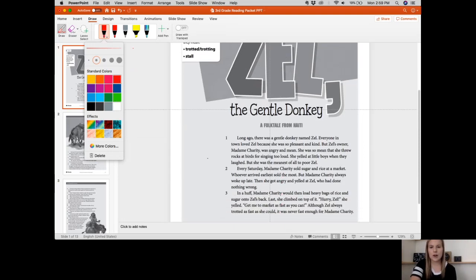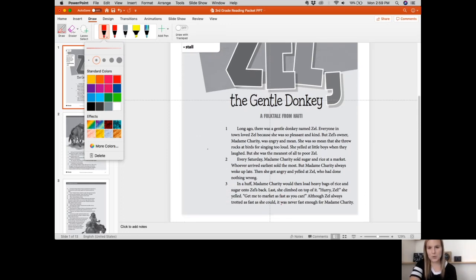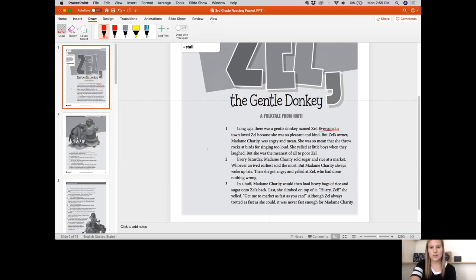I'm going to read the first paragraph. Long ago, there was a gentle donkey named Zell. Everyone in town loved Zell because she was pleasant and kind. So that sentence tells me about the character, and I think that's important. Okay, I know what Zell is like now after reading that sentence, and it stands out to me. Everyone in town loved Zell because she was pleasant and kind. I'm only underlining details. I'm not underlining the whole sentence because this is what jumps out to me.